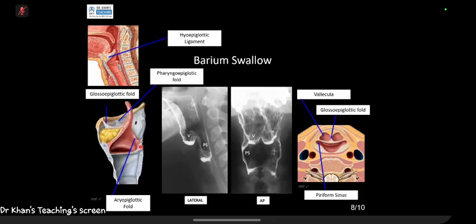Aryepiglottic. There is an arytenoid cartilage. And posterior to that is the piriform sinus. And the piriform sinus is posterior and is inferior. This is your neighbor, because from the piriform sinus, it will go into the esophagus, right? So it will go into the esophagus. I'll show you three DICOM cases.